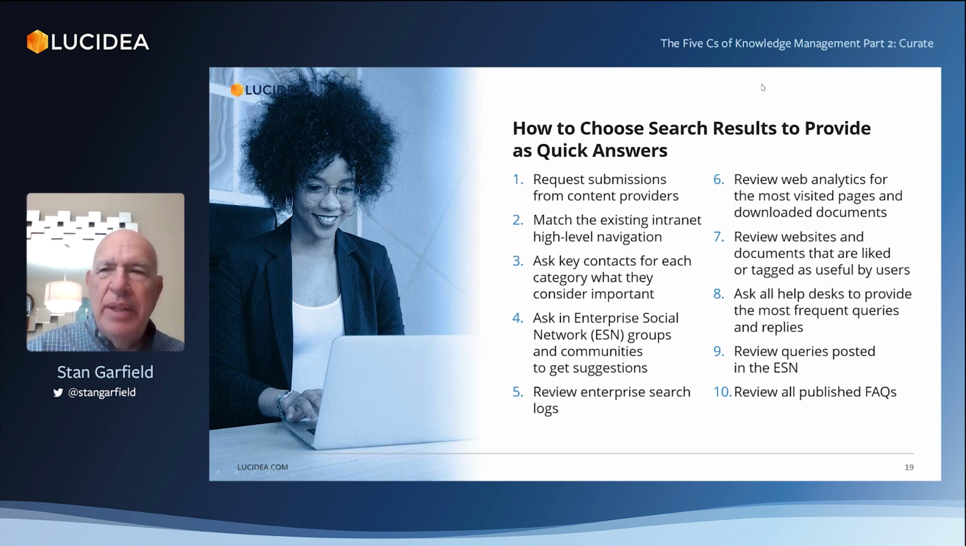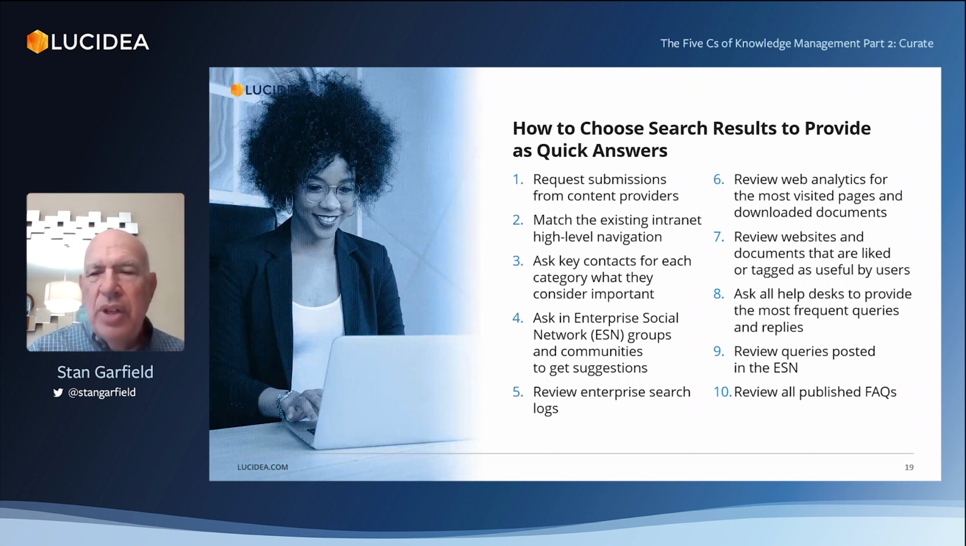You can review web analytics for your websites and your downloaded documents and see which ones are visited the most and which ones are downloaded the most. And they can help you figure out what to provide. You can review the websites and documents that are liked or tagged as useful by your users. Go to your help desks inside the organization and ask them, what are the most frequent queries that you get and what are the replies that you provide, and make sure those are provided as quick answers.